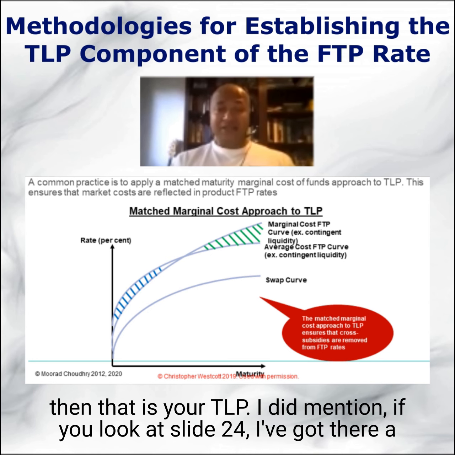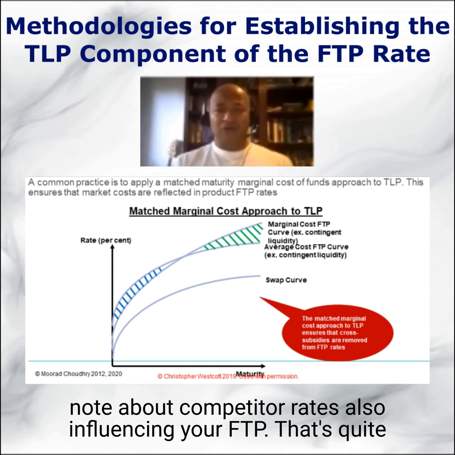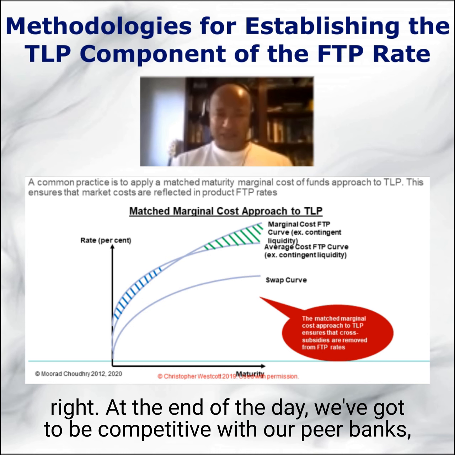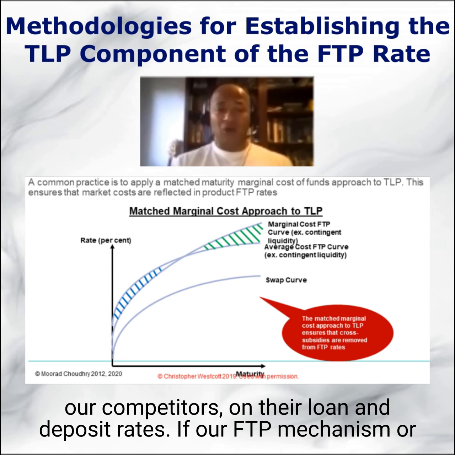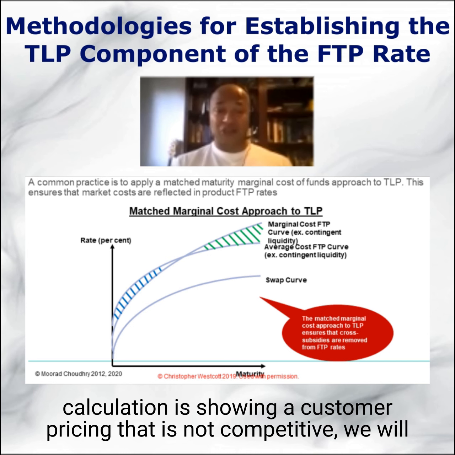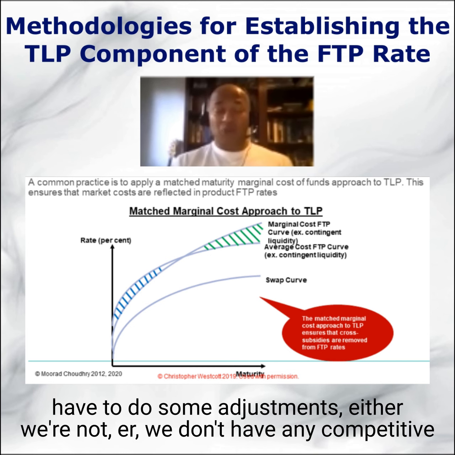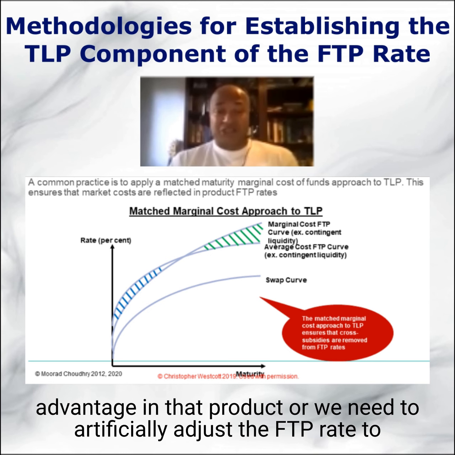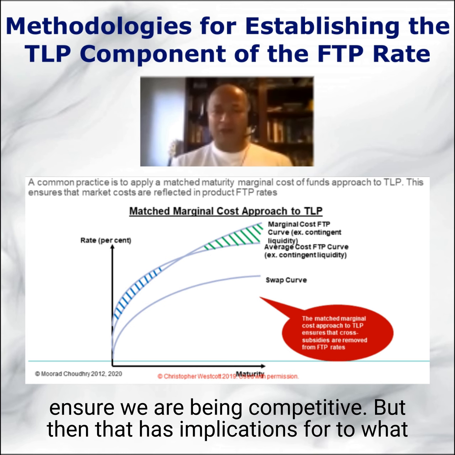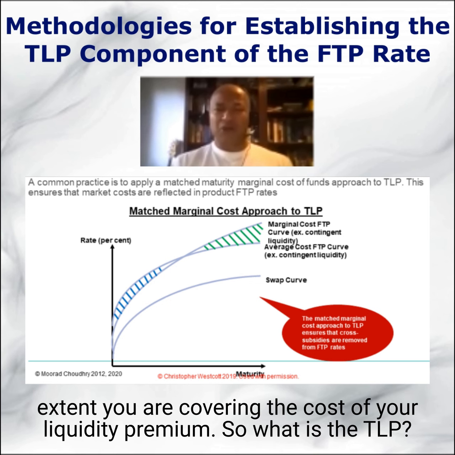I did mention, if you go back to slide 24, I've got there a note about competitor rates also influencing your FTP. That's quite right. At the end of the day, we've got to be competitive with our peer banks, our competitors, on their loan and deposit rates. If our FTP mechanism or calculation is showing a customer pricing that is not competitive, we will have to do some adjustment. Either we don't have any competitive advantage in that product, or we need to artificially adjust the FTP rate to ensure we are being competitive. But then that has implications for to what extent you are covering the cost of your liquidity premium.